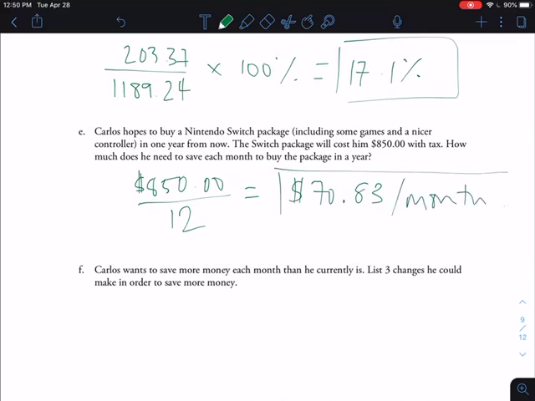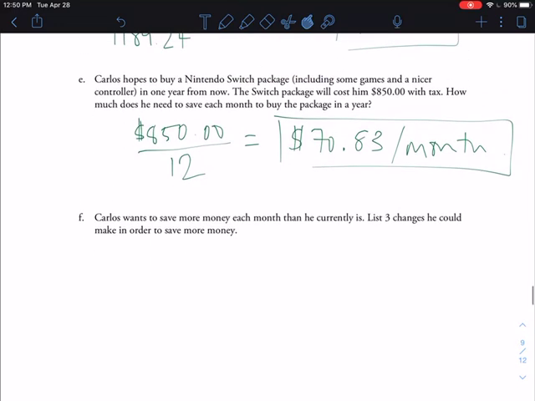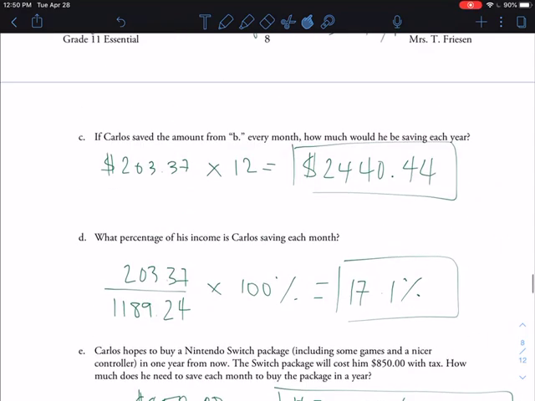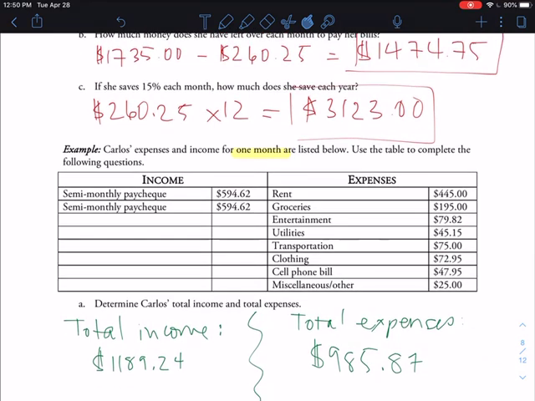Okay, and then last but not least, Carlos wants to save more money each month than he currently is. List 3 changes he could make in order to save more money. So let's go back to this table and reference what his monthly life looks like. What is he spending his money on? How much does he earn, etc.